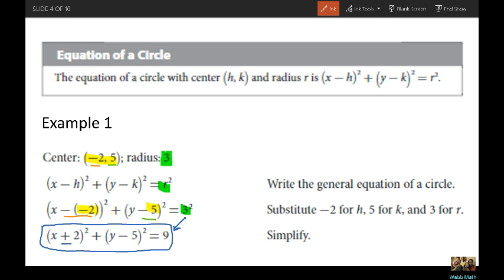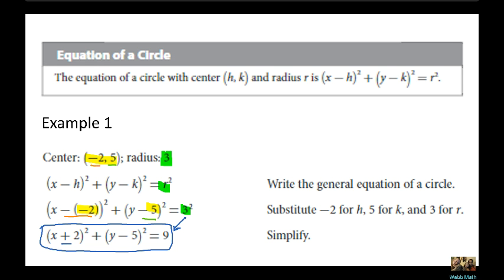Don't believe me? Create a table, and if you create a table and you graph it, it'll turn into a circle. And don't worry, you'll have some practice graphing as well, and we'll get there. So again, the two things you need to have are the center and the radius.